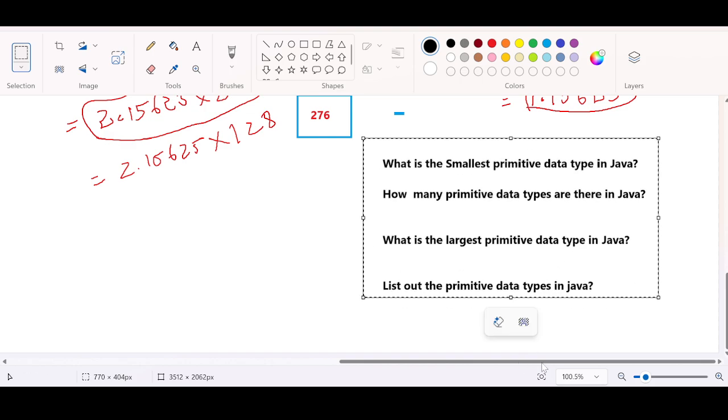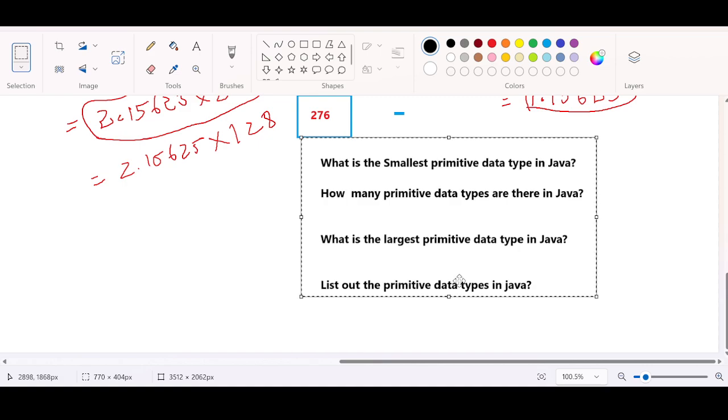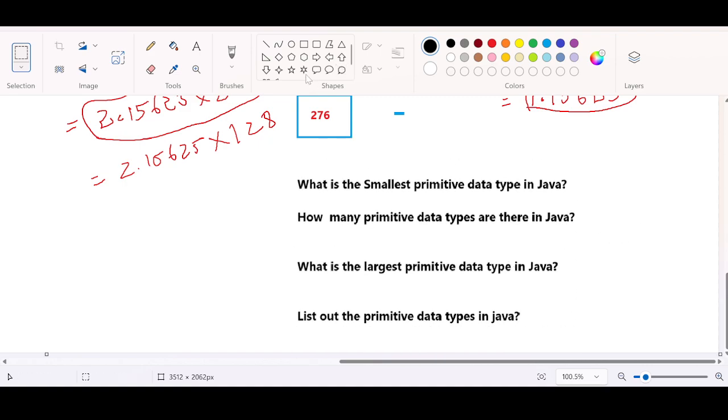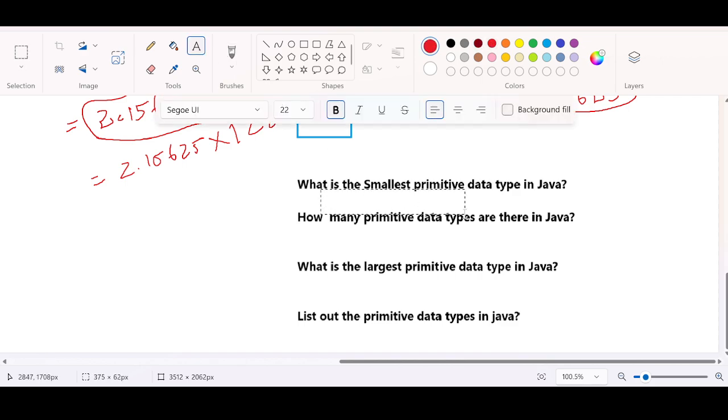First question, what is the smallest data type? You know or you don't know? Byte. What about others? Okay, let me give the answer. The smallest data type is the Boolean data type. We have just discussed, no? Boolean stores the range of true or false, but its size is 1 bit. You remember in the first class we have discussed that.